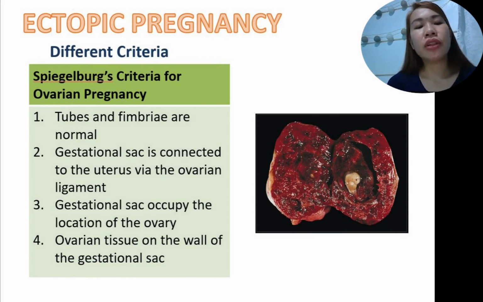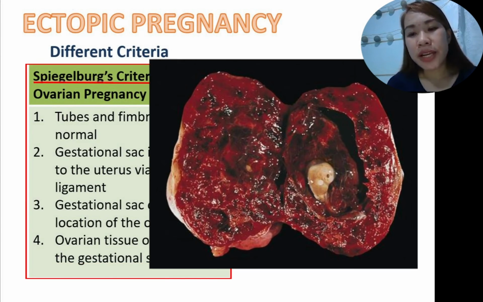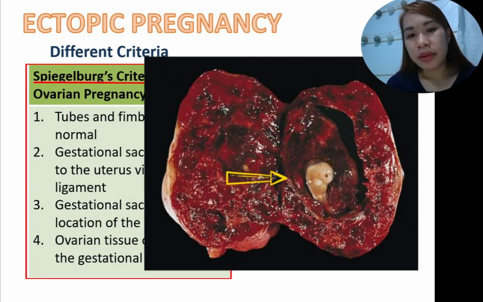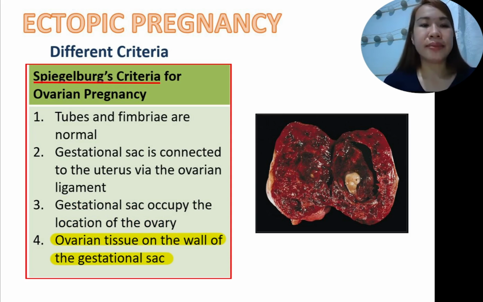Another criteria is called the Spiegelberg's criteria for ovarian pregnancy. So this is the ovary class and this is the ectopic pregnancy in the portion of the ovary. So the tubes and the fimbriae are normal. So normal ang fallopian tube natin. The gestational sac is connected to the uterus via the ovarian ligament. Okay, this is also called an ovarian pregnancy. Gestational sac occupies the location of the ovary and ovarian tissue on the wall of the gestational sac is seen. So this is an ovarian pregnancy class.